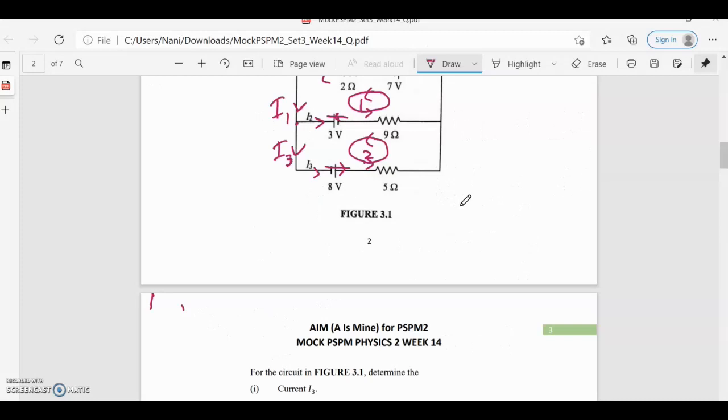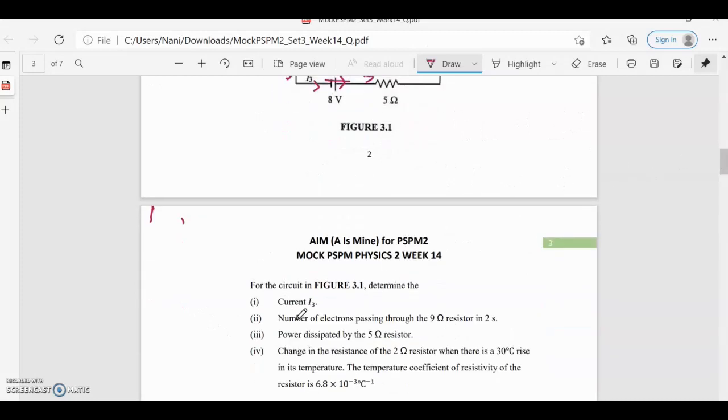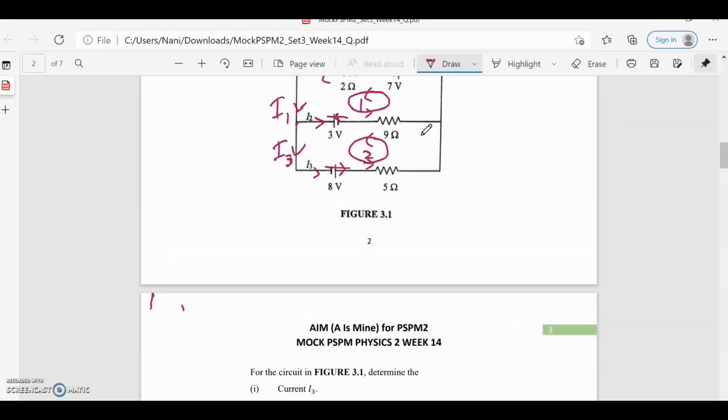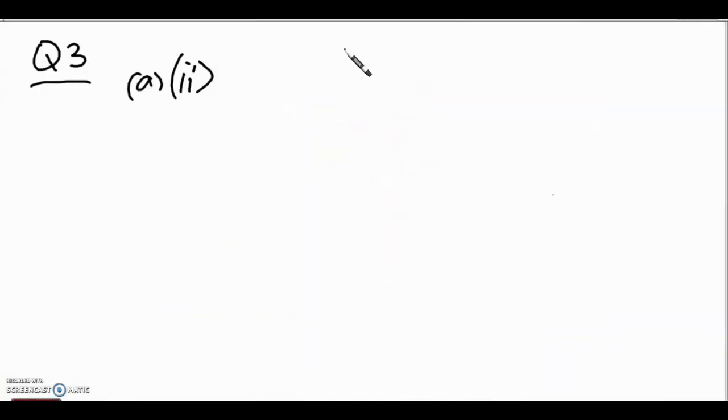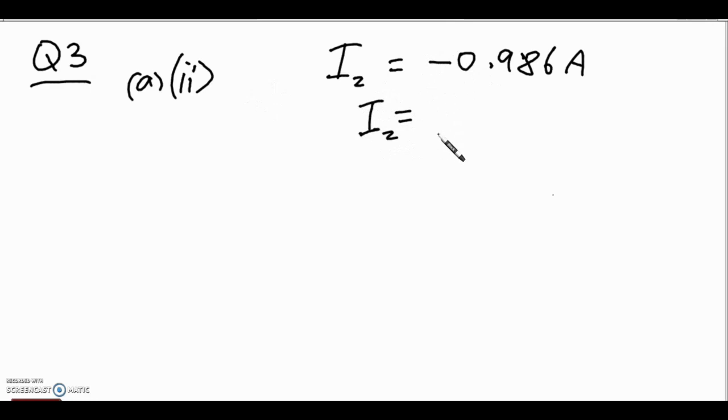Right, so for question number 3A2, we want to determine the number of electrons that pass through the 9 ohm resistor in 2 seconds. The 9 ohm resistor has the current I2 passing through it. From the previous question, we already calculated that I2 equals negative 0.986 ampere, where the negative just shows that the direction is actually the opposite of what we have assumed. So this negative we can just ignore because we just want the magnitude of the current, which is 0.986 ampere.